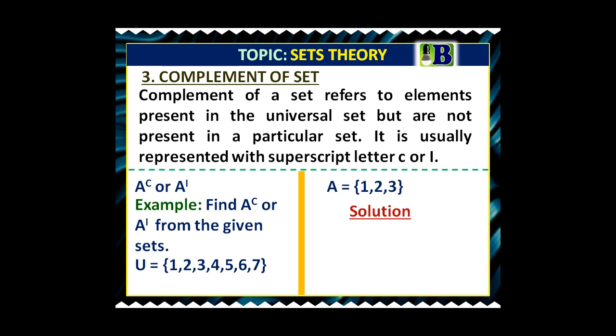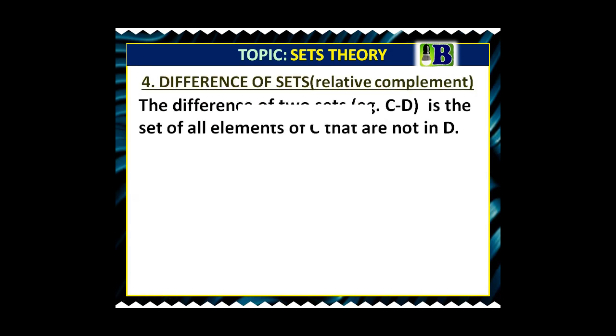If you look very well, you discover that there are some elements in the universal set which are not present in set A. Those elements are called the complement of set A. So let's do it together. Those elements that are present in the universal set which are not present in set A are 4, 5, 6, and 7. So that is the way we normally find the complement of a set.